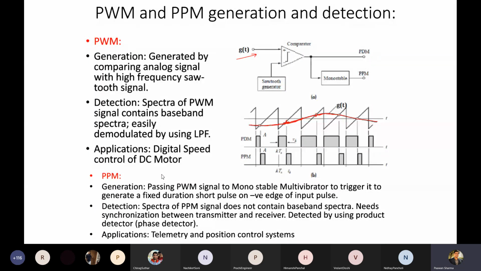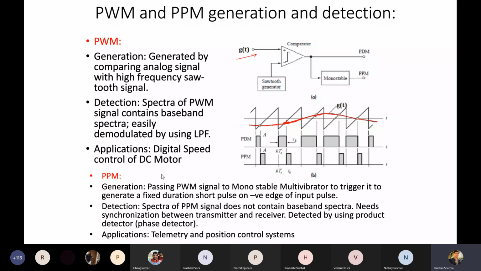Okay, so I hope it is clear. PPM is simply obtained using a monostable multivibrator, MMV, and feeding PWM as the input to it. Quantization also, we have seen L levels and how many bits you are using to represent those quantization levels. This is the example of pulse code modulation.